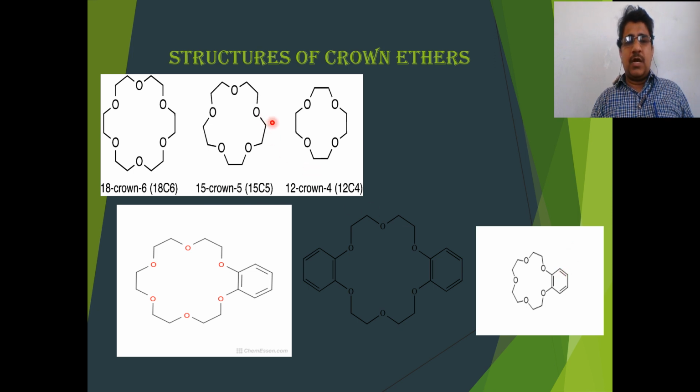Also we can write benzo 15 crown 5 or benzo 12 crown 4, where you can add a benzene ring. Now this is the way to draw the structures of crown ethers, it is very simple.